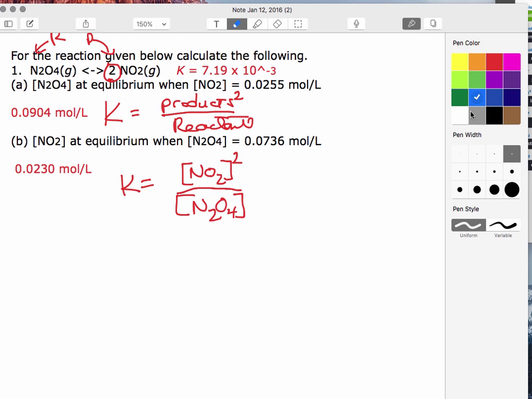So I'll change colors a little bit, and I'll write the same thing down here with as many numbers as are possible. We're given this K value. It is 7.19 times 10 to the minus 3. We are given what else here? NO2, which is 0.0255 squared. That's what that means. This is a squared sign. And it's divided by N2O4. So we're trying to solve for N2O4.